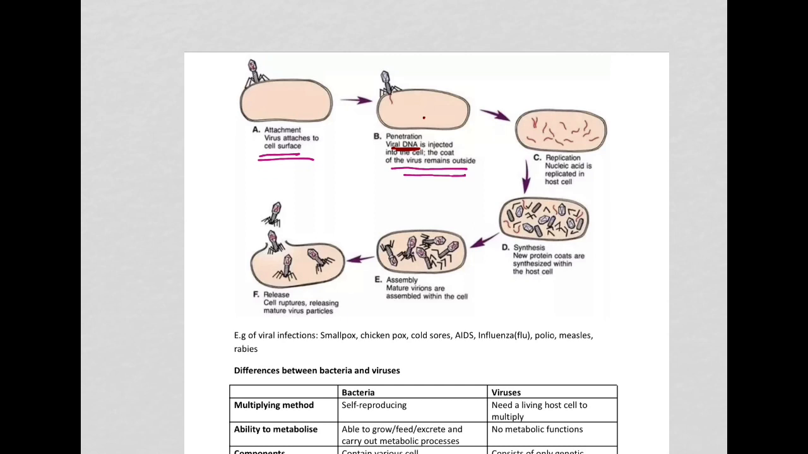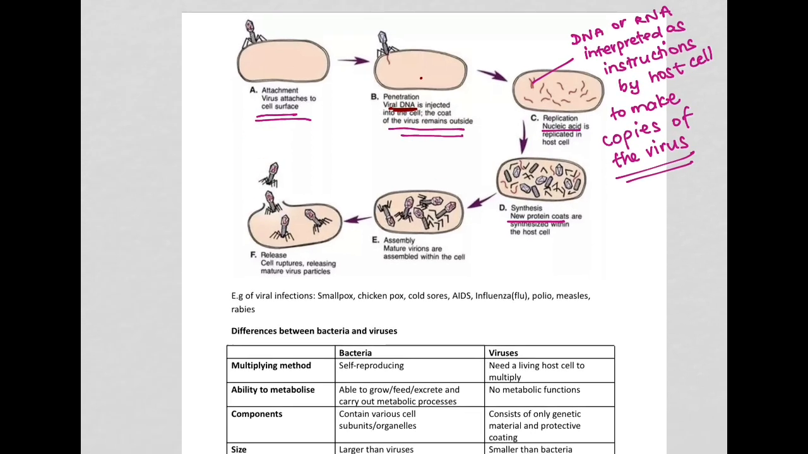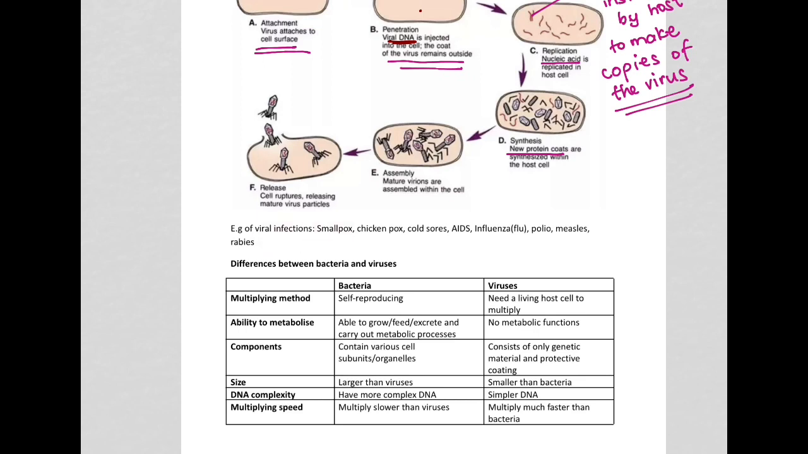Now, the material that goes in, the DNA or the RNA, is going to be interpreted by the host cell as an instruction to make copies of the nucleic acid. You can also see here you have new protein coats which are synthesized inside the host cell. The protein coats and the nucleic acids are then assembled in step E here, and you have mature viruses which are assembled inside the cell. Once the viruses are assembled, you have the rupture of the cell membrane of the host cell, and then the viruses are released. Examples of viral infection include smallpox, chickenpox, cold sores, AIDS, influenza, the common flu, polio, measles, rabies, and also COVID-19.